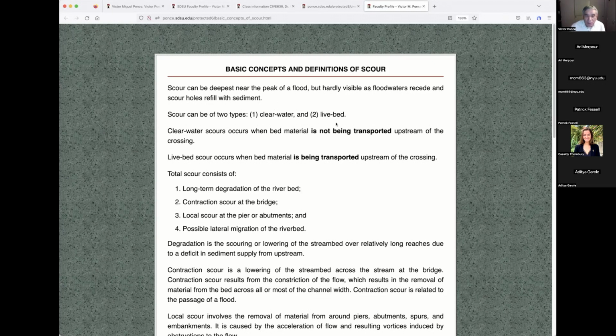Scour can be of 2 types, clear water and live bed. And I think I already expressed to you a little bit of confusion as to exactly what these terms mean, but so be it. It's part of the main document, so we're gonna have to go with what they say. Clear water scour occurs when bed material is not being transported upstream of the crossing. And live bed scour when bed material is being transported upstream of the crossing. So the clear water scour is mostly for cases of gravel and for flows that do not have a whole lot of speed or velocity.